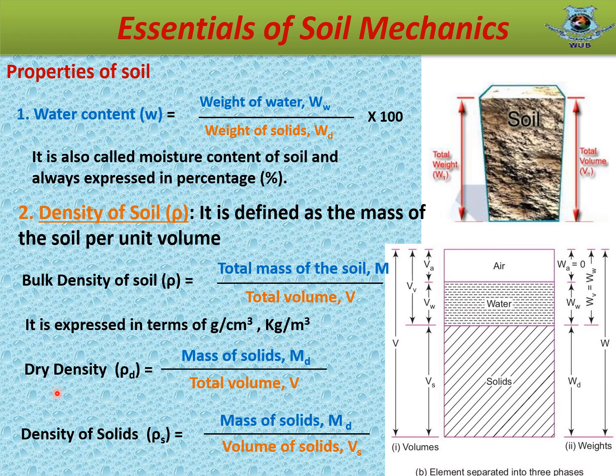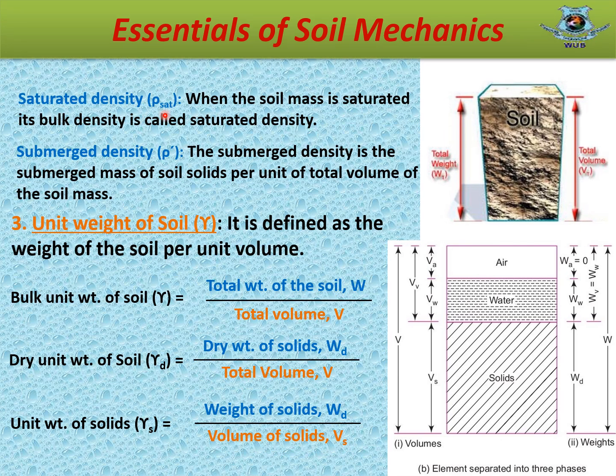Dry density. The dry density is the mass of solids per unit of total volume of the soil mass. So we can say dry density ρd equal to mass of solids md divided by total volume V. Density of solids. The density of soil solids is the mass of soil solids per unit of volume of solids. So we can say density of solids ρs equal to mass of solids md divided by volume of solids Vs.